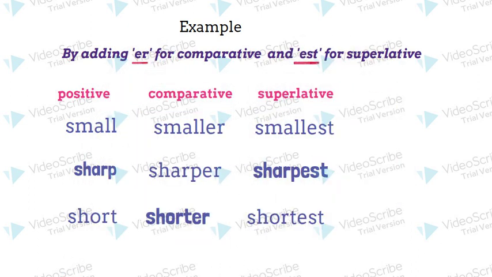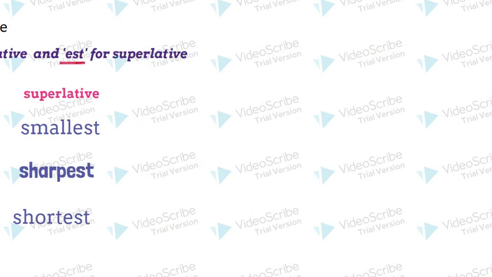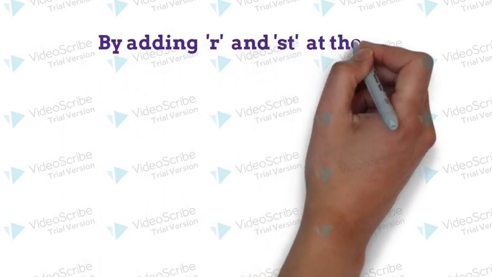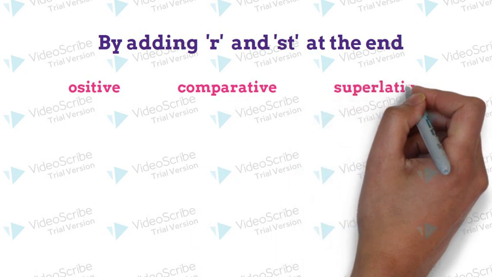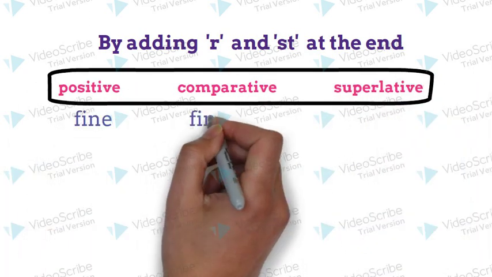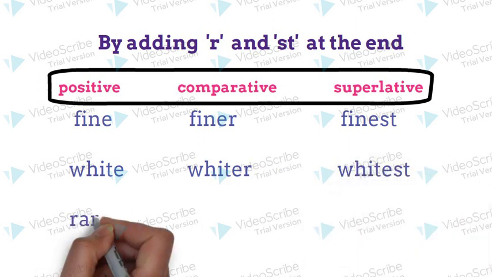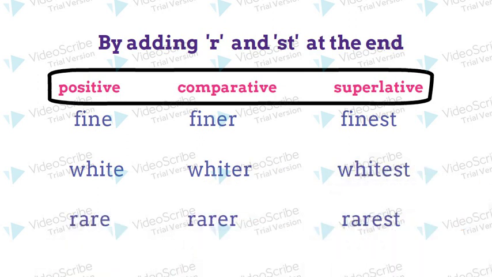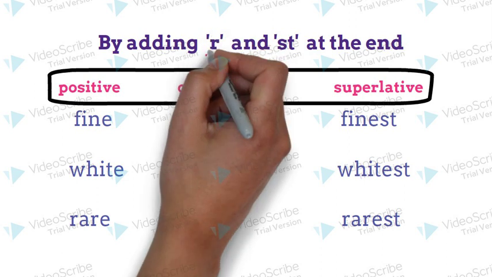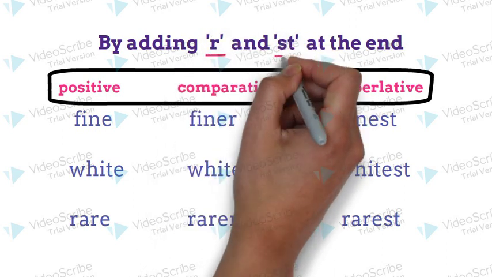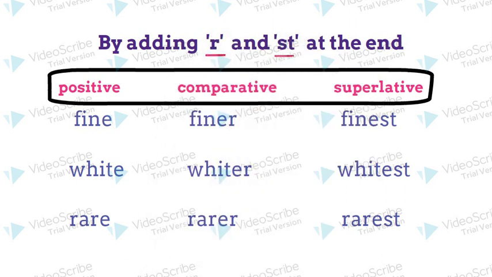Let's look into another way of changing degrees by adding R and ST at the end. Fine, finer, finest. White, whiter, whitest. Rare, rarer, rarest. Note the characters R and ST at the end of comparative and superlative degrees.